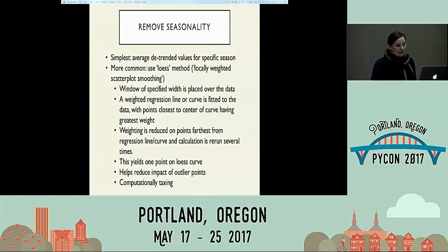What's more common, because it tends to work a little bit better, is you use a LOESS method, locally weighted scatterplot smoothing. You might have come across this in other use cases. It's not just for time series. You have a window of a specified width. You have a weighted regression line or curve fit to that data, with points closest to the center of the curve having the greatest weight. So it's not usually an ordinary least squares regression. It's something that's weighted. You reduce the weight on points farthest from the regression line or curve, and the calculation is rerun several times.